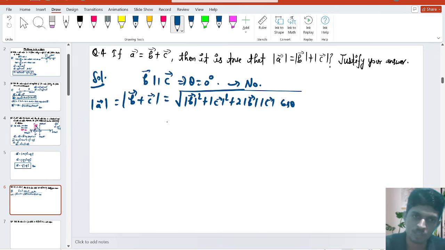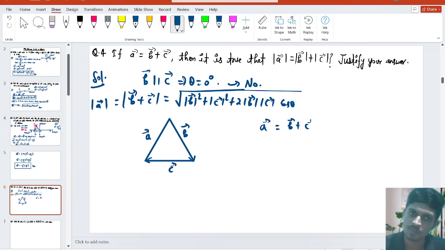Suppose in a triangle, this is vector A, this is vector B, this is vector C. Here you see that vector A equals vector B plus vector C. But you know that a triangle is only possible if the sum of two sides is always greater than its third side.